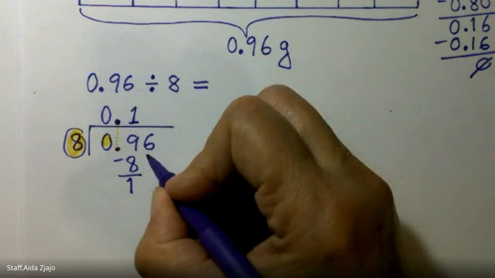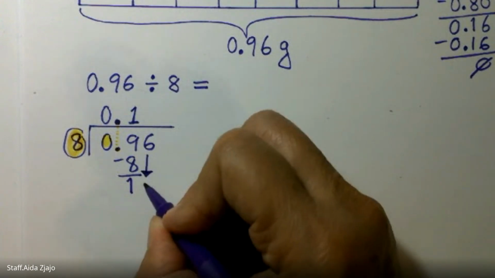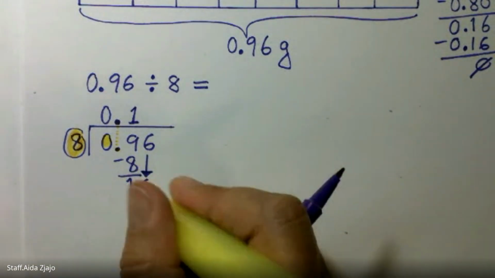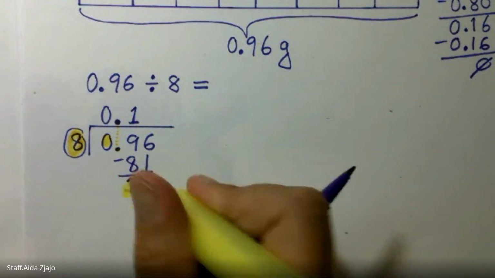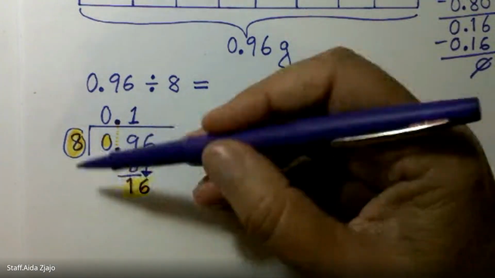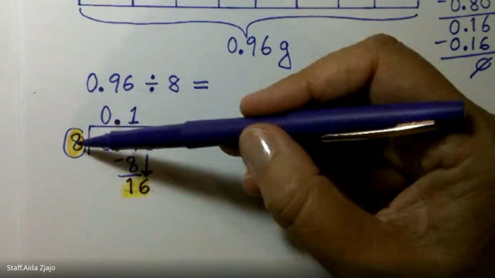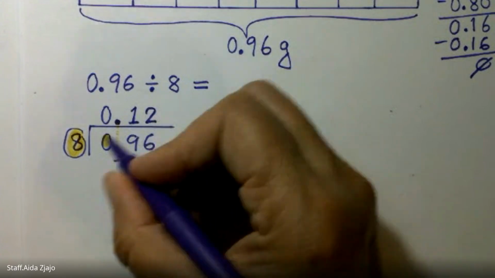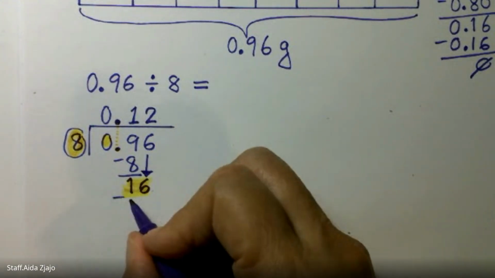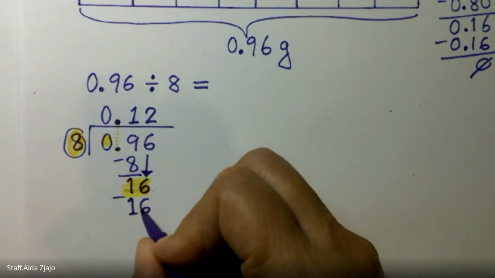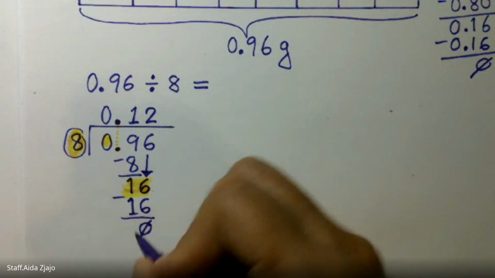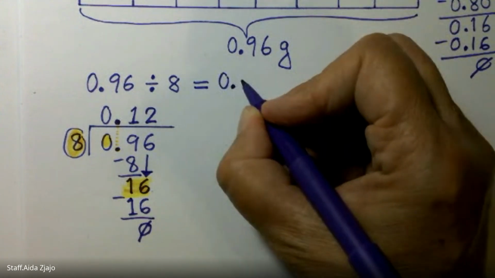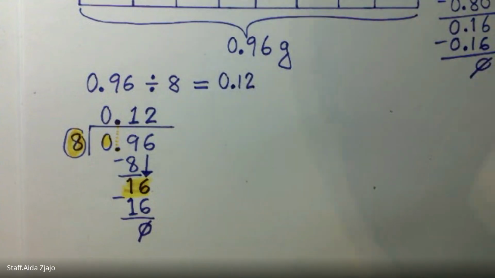Now I'm going to bring down the 6 hundredths, and my new number is 16 hundredths. If I have 16, can I make groups of 8? Yes, I can make 2 groups of 8. 2 times 8 is 16. So there is nothing else I need. So my answer is 0.12.